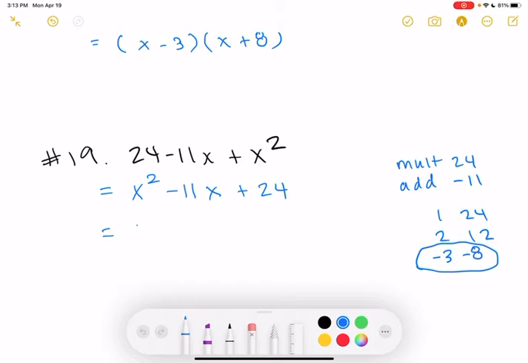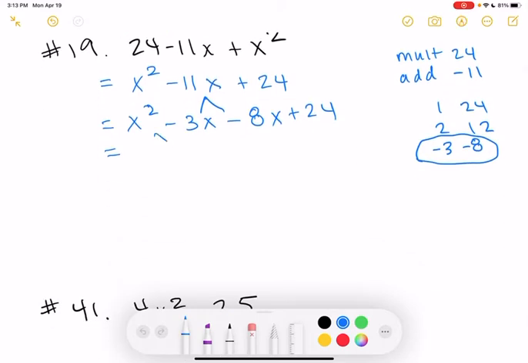So I'll go ahead and rewrite the x squared, rewrite that plus 24. And then we're breaking apart this negative 11 into a minus 3x and a minus 8x. We have 4 terms, so we do factor by grouping. I can bring out an x, and I have an x minus 3. Now that I have a negative sign here with this 8, I'm going to bring down the negative 8. And I'm going to have an x.